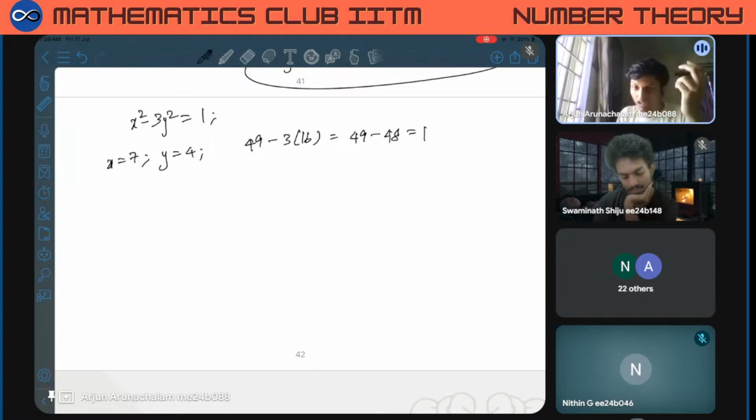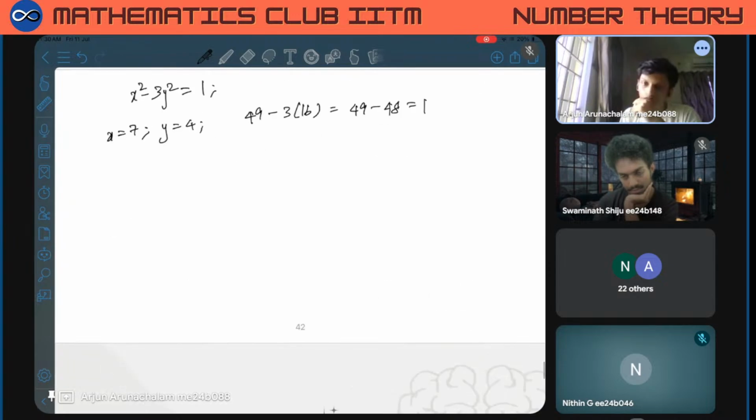So let's say you find a bigger solution to this, right? What could be some other solutions? Wait, I'll just Google this up because I can't pull this out of my head.